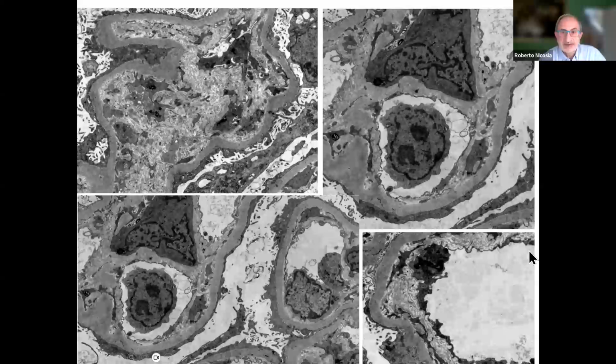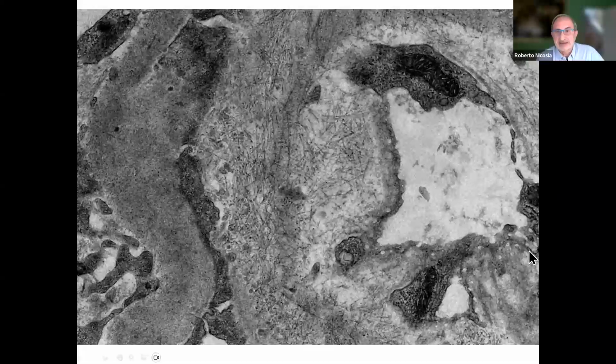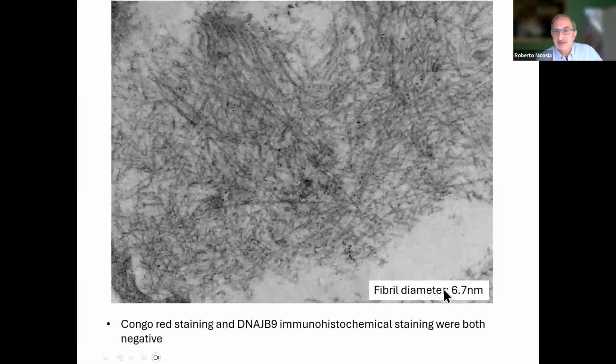So together, all these findings indicate that there is endothelial injury, there is podocyte injury, and there is accumulation of fibrils, which at high magnification measure 6.7 nanometers in thickness, indicating a thickness that would be compatible with amyloid. It is actually in the low range of amyloid, but the Congo red staining was negative.